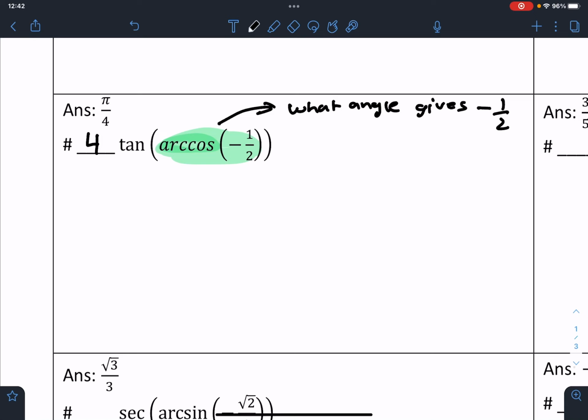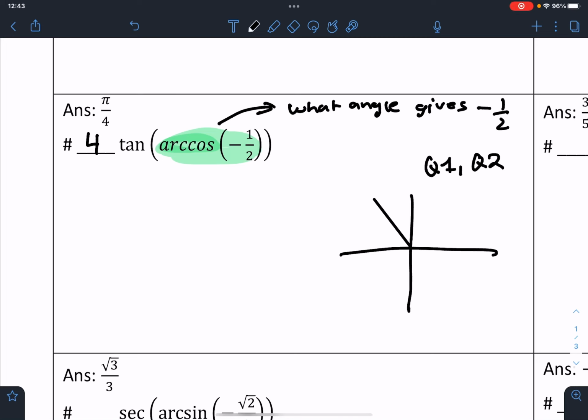Remember, cosine is restricted to quadrant 1 and quadrant 2. So if we have a negative value, that means that it's going to be in quadrant 2. And where is my x value? A negative half. So I believe if we think about that, opposite of 60, I think my 60 angle is 2 pi over 3. This point should be square root of 3 over 2 comma negative half.